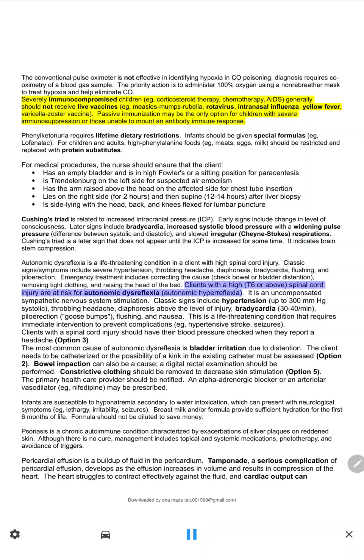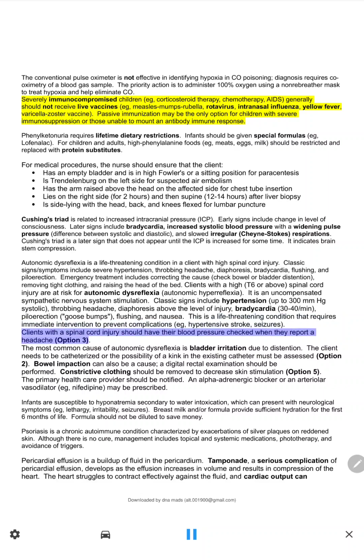Clients with a high, T6 or above, spinal cord injury are at risk for autonomic dysreflexia, autonomic hyperreflexia. It is an uncompensated sympathetic nervous system stimulation. Classic signs include hypertension, up to 300 mm Hg systolic, throbbing headache, diaphoresis above the level of injury, bradycardia, 30 to 40 per minute, piloerection, goosebumps, flushing, and nausea. This is a life-threatening condition that requires immediate intervention to prevent complications, e.g., hypertensive stroke, seizures.